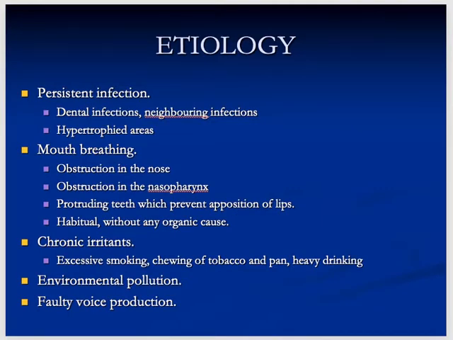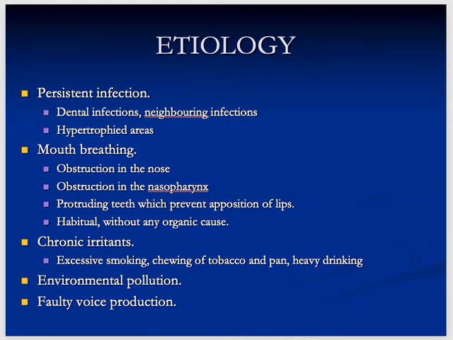So etiologies are many. Many factors play a role in causing pharyngitis. For example, the first one you can see is someone who has a persistent infection somewhere in the neighboring regions, like dental infections. So what happens? For example, whenever there is any infection in the neighborhood, like chronic rhinitis or chronic sinusitis, the discharge continuously goes down to the pharynx and provides a constant source of infection. So this can cause hypertrophy of the pharynx, or the infection can be in the tonsils, in the tooth, or anywhere in this area. So that will lead to chronic pharyngitis. One of the things is mouth breathers.